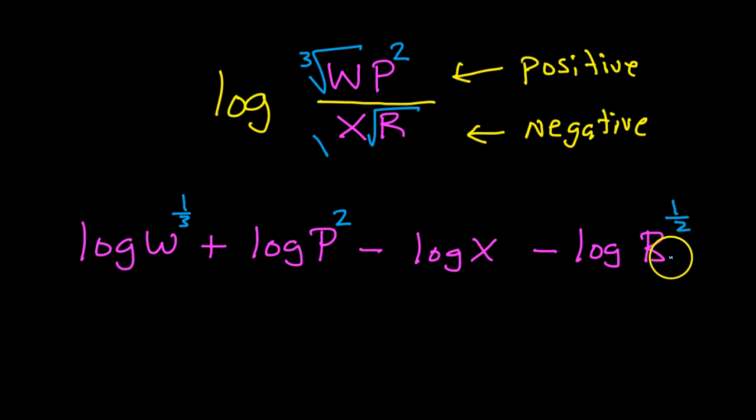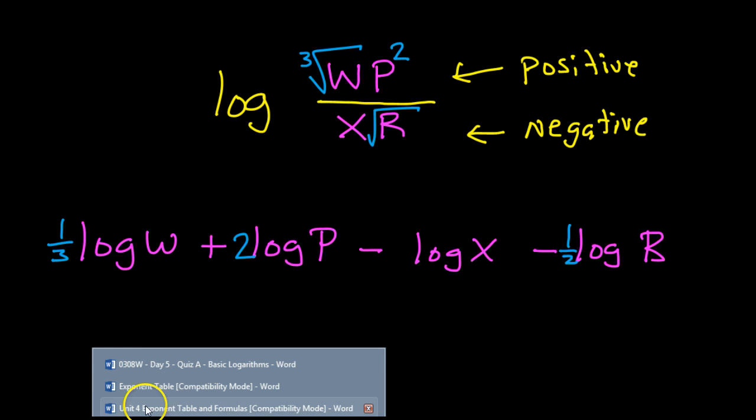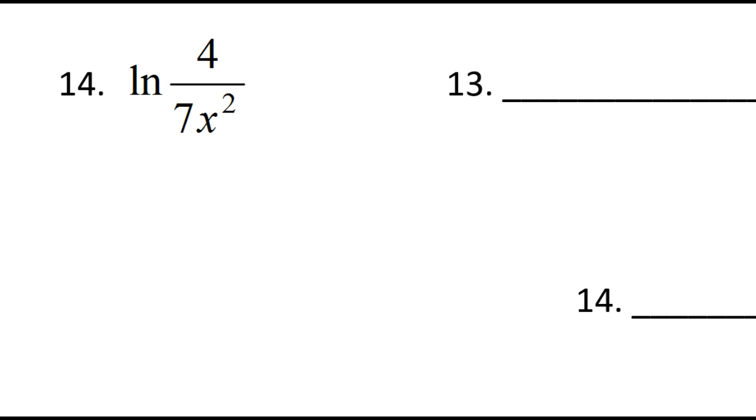So we'd have one more step to do. Each of these powers would need to end up in the front. So this 1/3 would move to the front for the final answer. This 2 would move to the front, and this 1/2 would move to the front. So then this would be the final answer. Okay, so that's what's about to happen here.